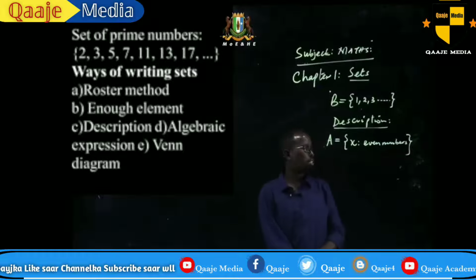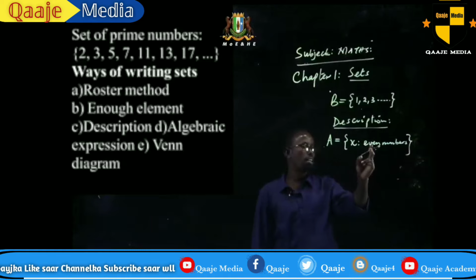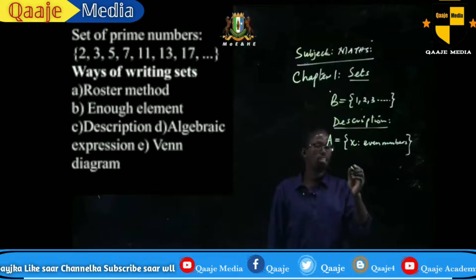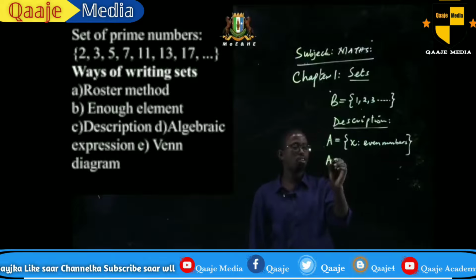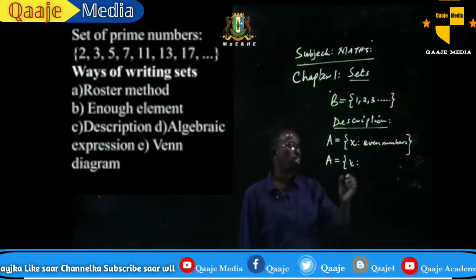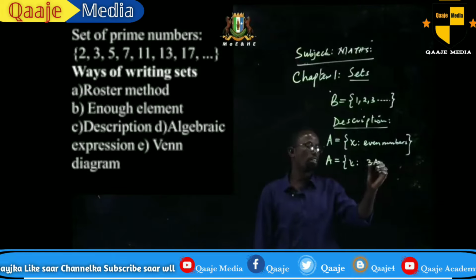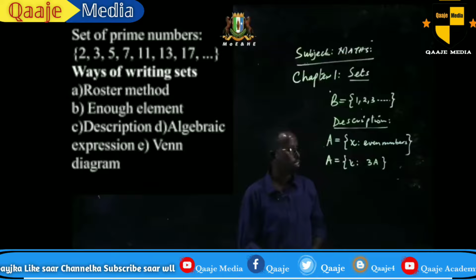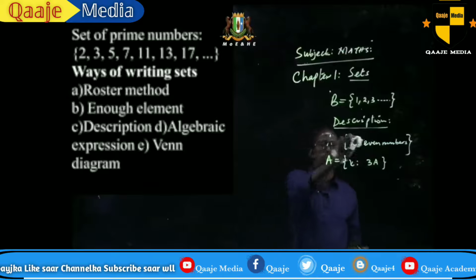Another example is, instead of writing all the names of a certain class, you just say set A contains X representing all the students in Form 3A. So you just write like that. So this is another way of writing sets by description.